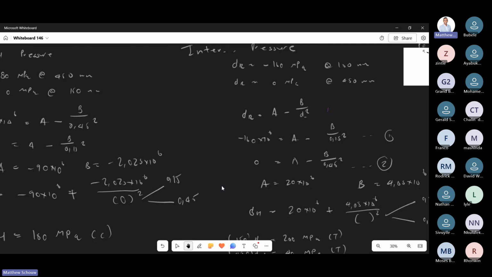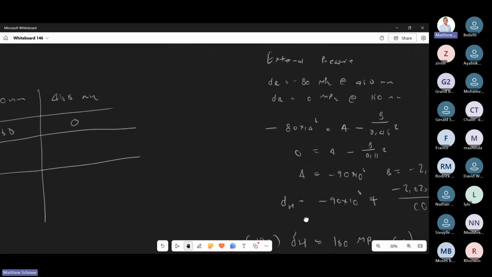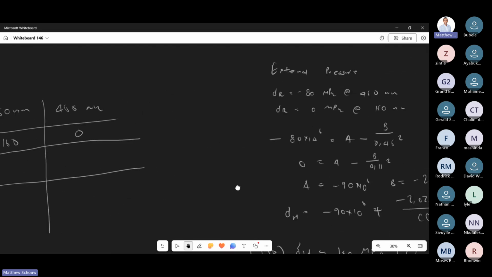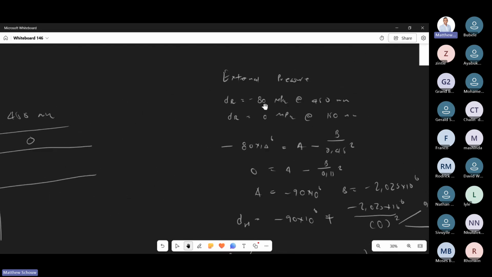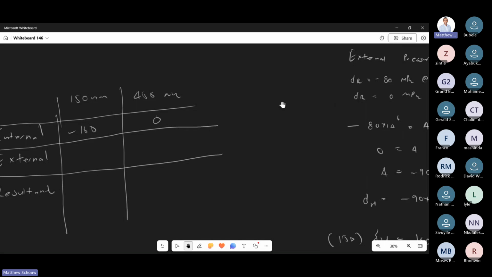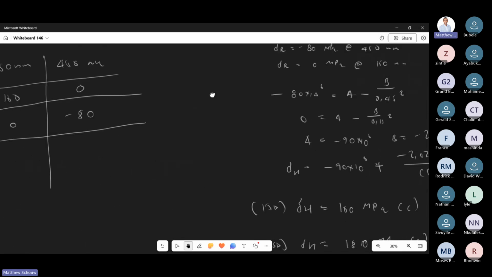Someone saying something. Who's that? Are we happy with that? David is happy. Okay. Then we look at a radial on the external side. In the radial on the external side, it's going to be negative 80 at 450. And we're going to have 0. You guys happy? It's given there. That's the easy part, right?